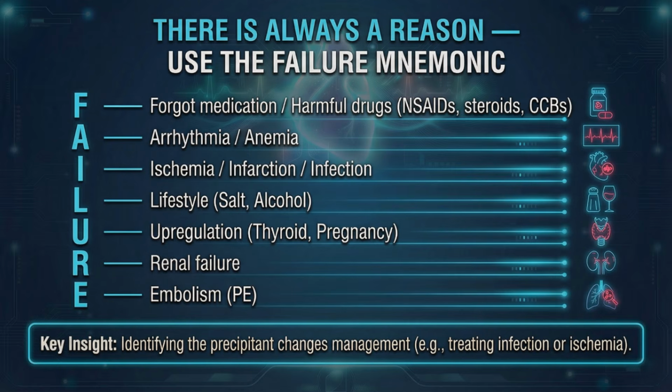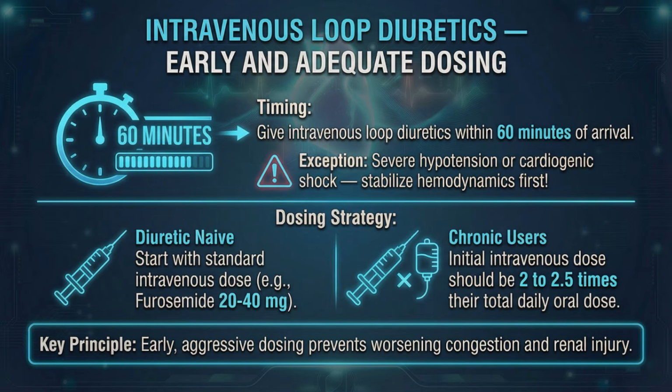Identifying the precipitant is not an academic exercise. It directly changes your management. Now we arrive at step 3, medical therapy, the cornerstone of which is intravenous loop diuretics. The timing here is critical. Guidelines recommend giving the first dose of intravenous diuretics within 60 minutes of arrival. The only major exception is the patient with severe hypotension or cardiogenic shock, where you must stabilize their hemodynamics first.